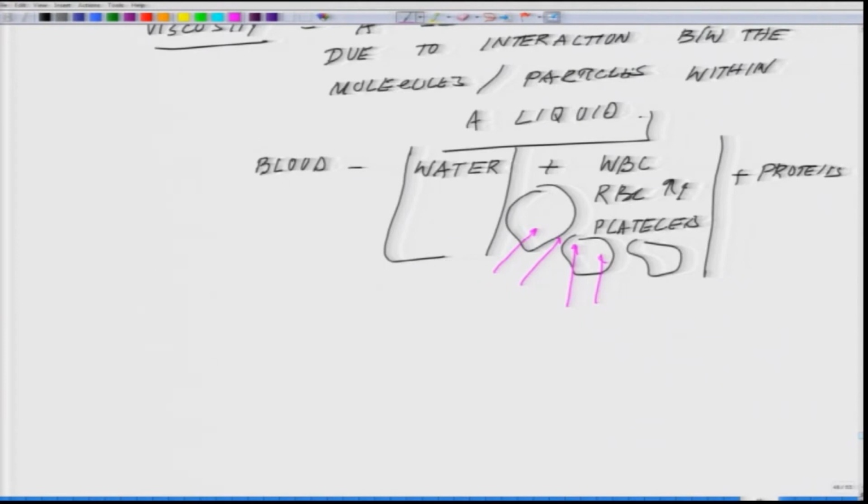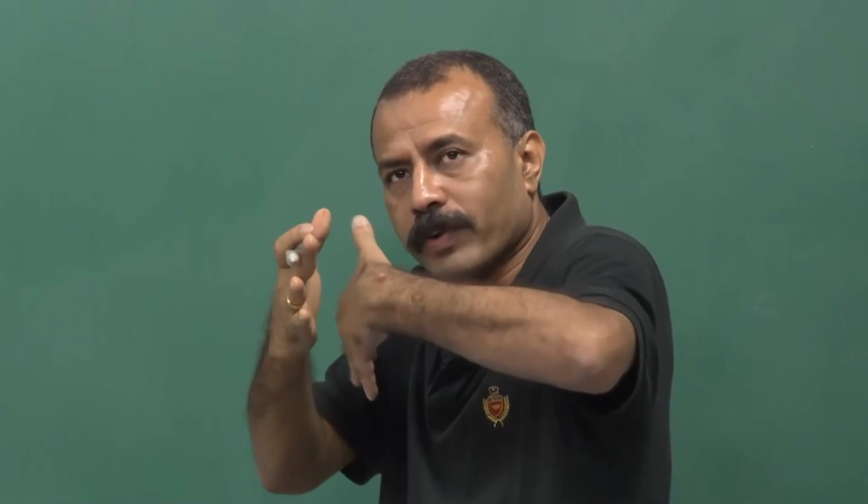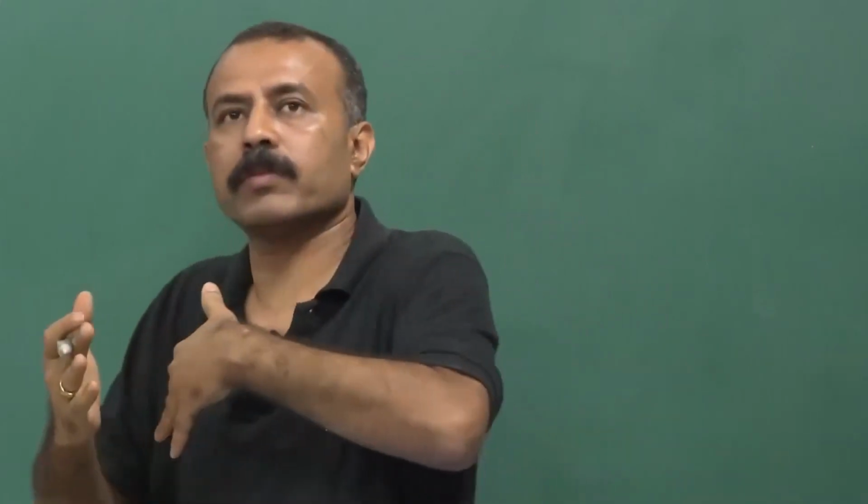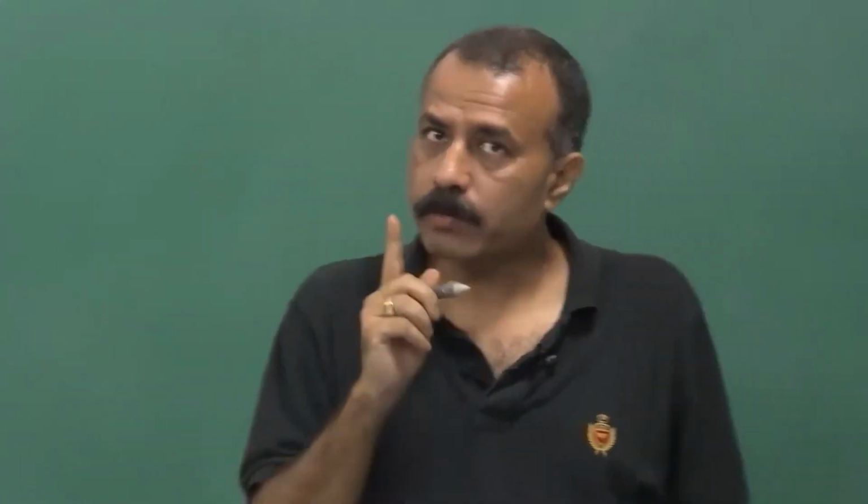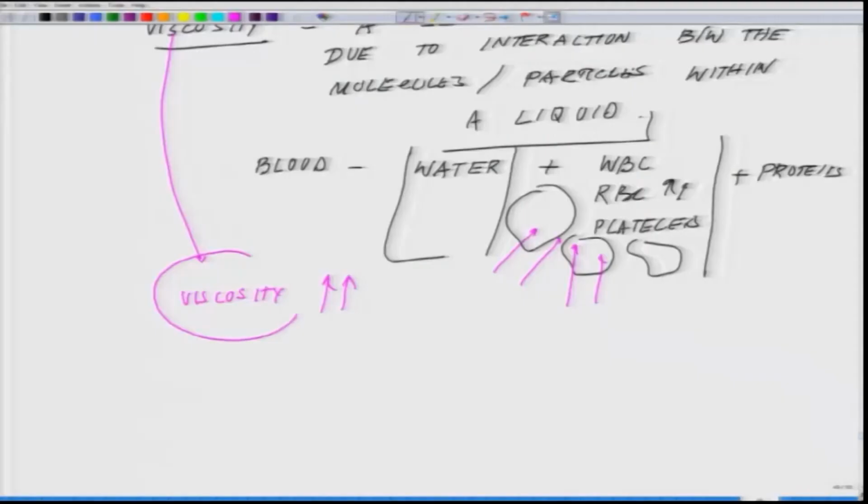So, automatically what will happen, this viscosity parameter, the viscosity of the blood is going to go up. If the viscosity goes up, because now there will be interaction among the particles, they have to move, like they are moving like this, fine. If there is more friction among the particles, then the movement will become slower. If it becomes slower, then automatically the viscosity has gone up.